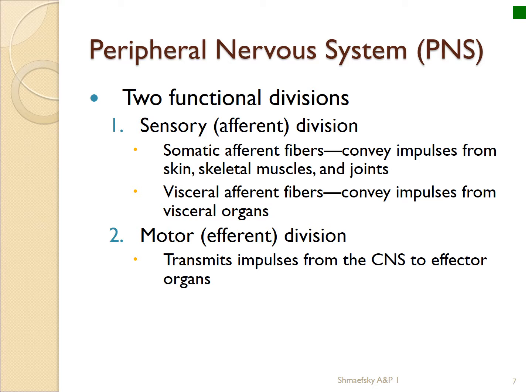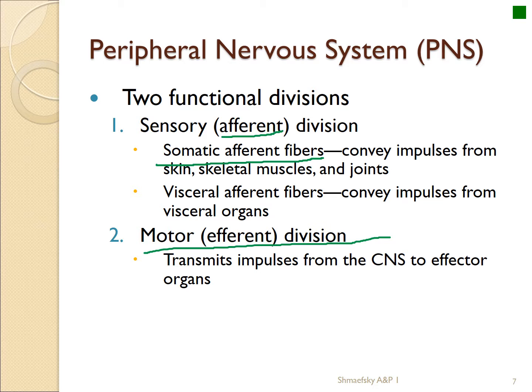So the peripheral nervous system has two major functions. Again, we're going to see the sensory or afferent division and the efferent or motor division. The peripheral nervous system's main job, again, is to convey information, unlike the central nervous system, which is mostly going to be interpretation. So in the sensory component, we're going to see what we call somatic fibers.